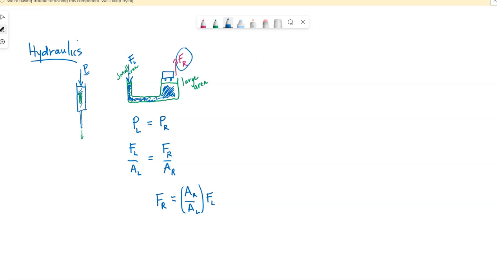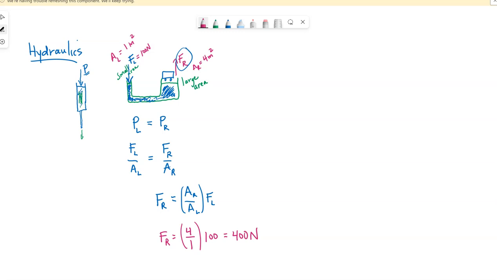So for example, let's say, just to make up something simple, the area on the left side was 1 meter squared. Area on the right side, 4 meters squared. Just the area 4 times bigger. Really, 4 would be really large, but that's okay. If I applied a force of, say, 100 newtons on the left side, because the area on the right side is 4 times larger than the left, the force on the right side is 4 times larger.